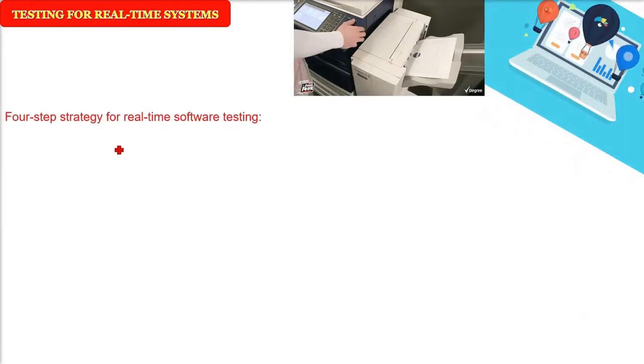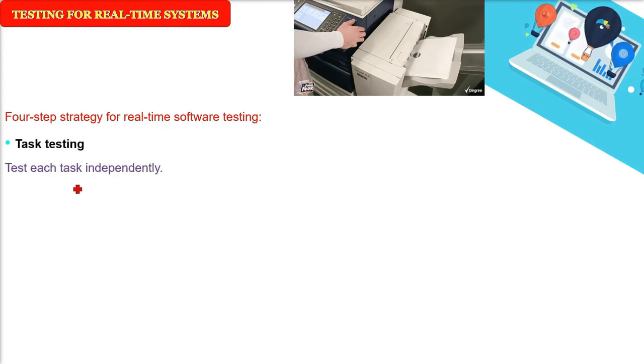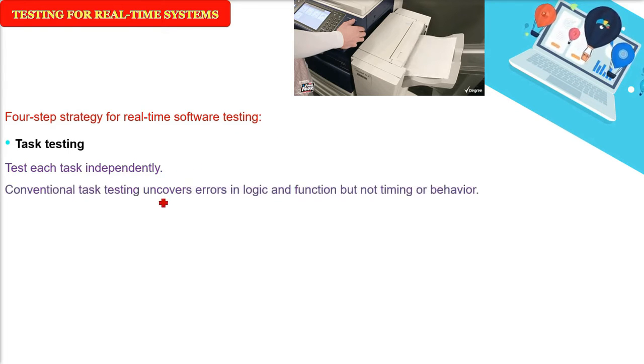So there are certain strategies. We are going to discuss a 4-step strategy for real-time software testing. First is the task testing. There are different tasks. Test for each task has to be done independently.